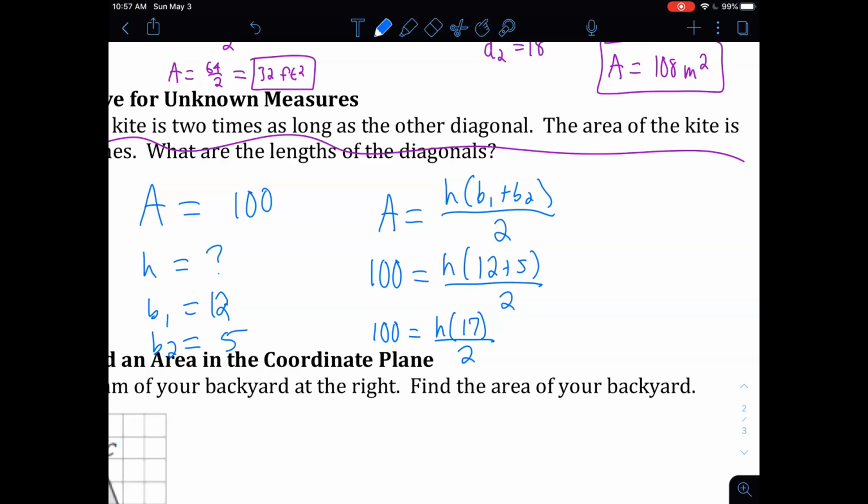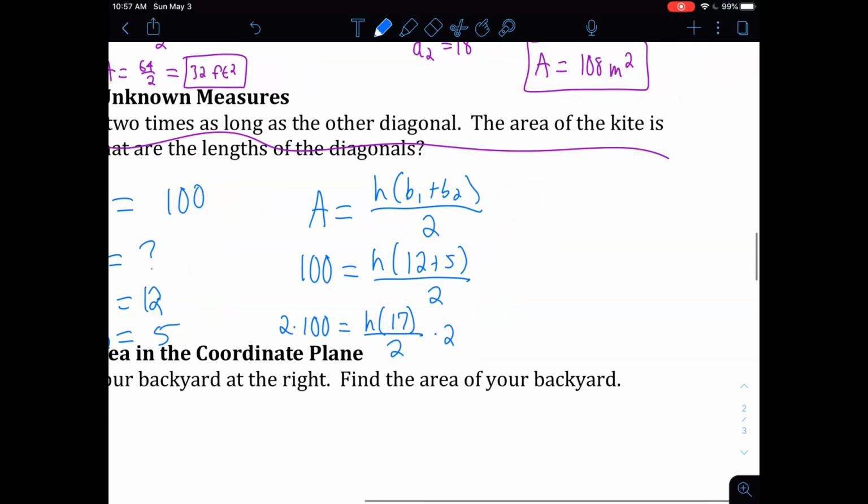Now, how do I solve for h? I've got three numbers here I'm working with. Well, first thing I'm going to do is get rid of that denominator. How do I get rid of dividing by 2? I'm going to multiply by 2. So we're going to have 200 equals h times 17.